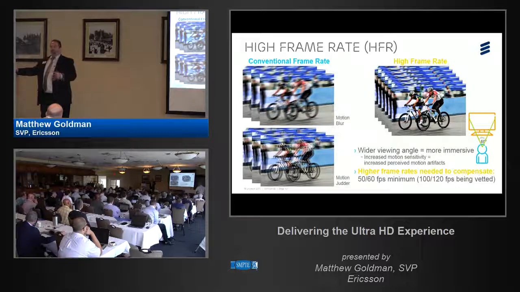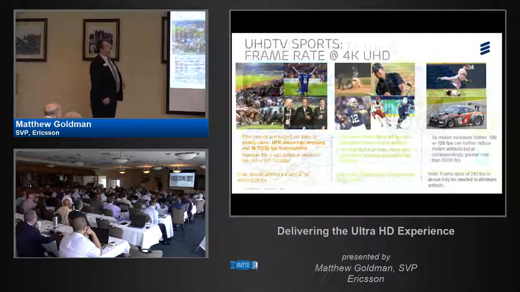That's the reason why movies can be done at 24 frames per second. They shoot with a very narrow focal length. Only the subject they want you to look at is in focus. Everything else is blurred, so they can get away with a lower rate.